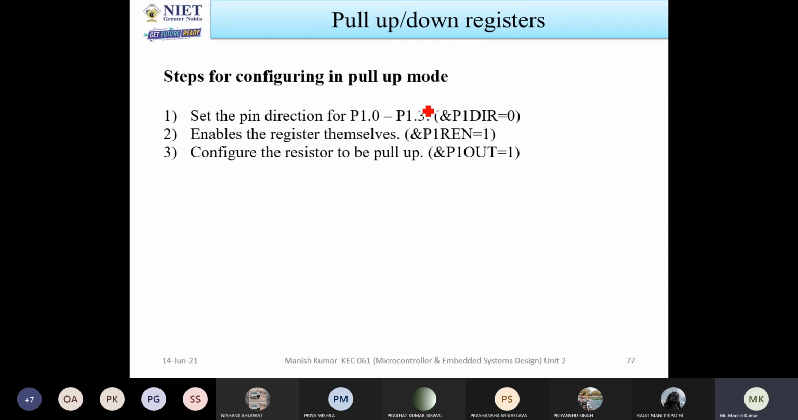What are the steps for configuring the pull-up mode? First, set the pin direction for P1.0 to P1.4, with P1DIR equal to 0. Whichever port you want to use, you use its DIR register. So P1DIR is called the P1 direction register.